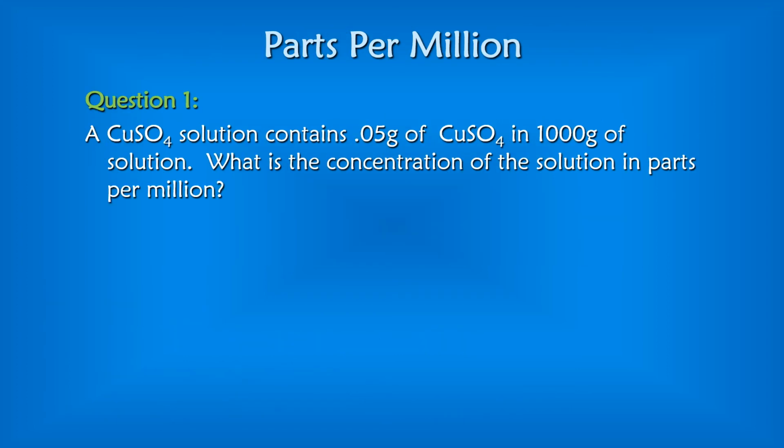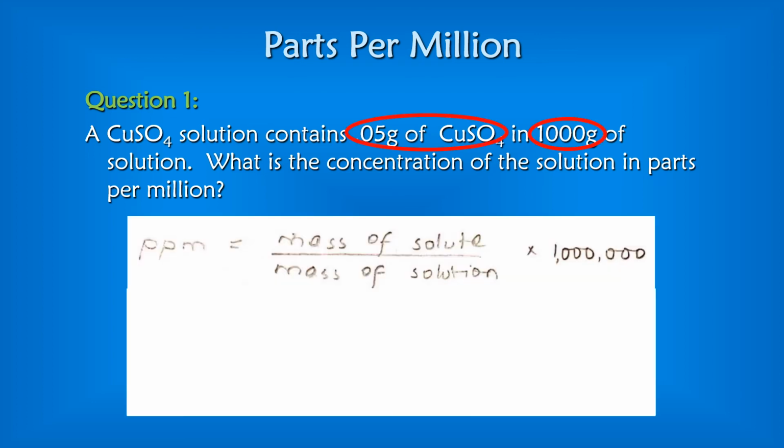So here's the first question. We have a copper sulfate solution which has 0.05 grams of copper sulfate in 1000 grams of the solution. What is the concentration in parts per million? So we'll do first things first. Write our equation, which we just copied down from Table T.